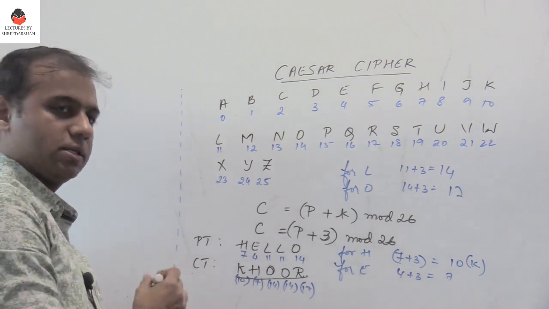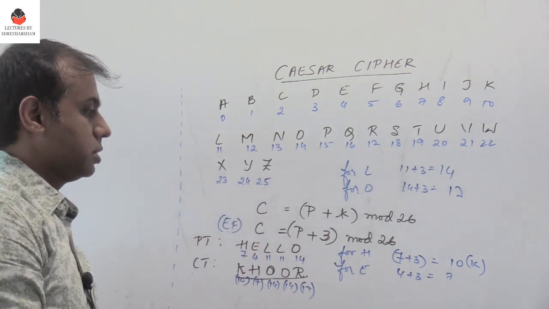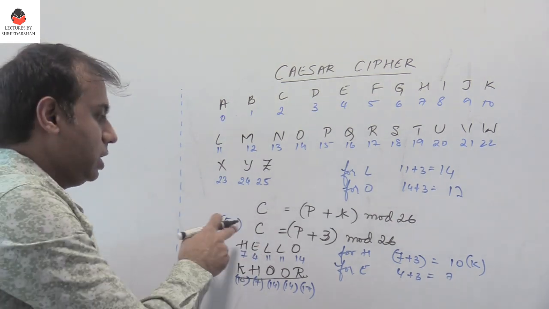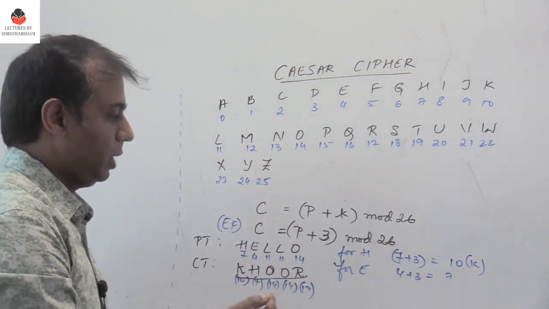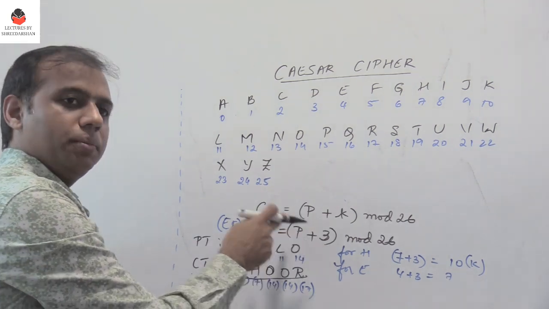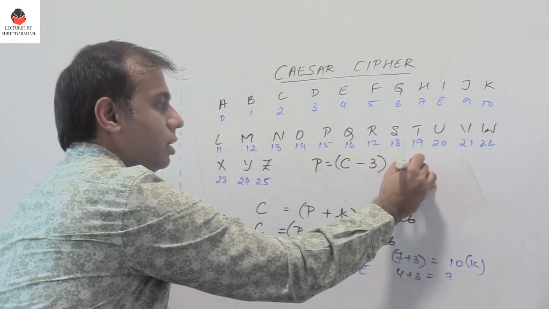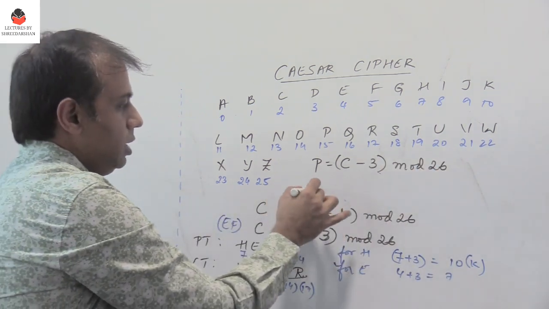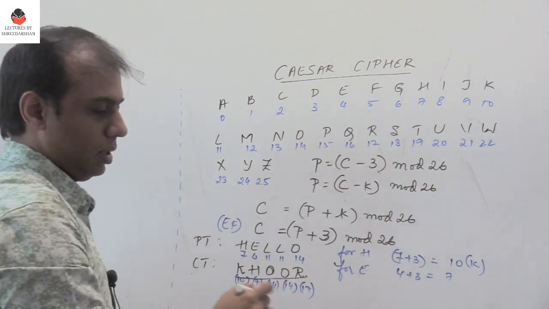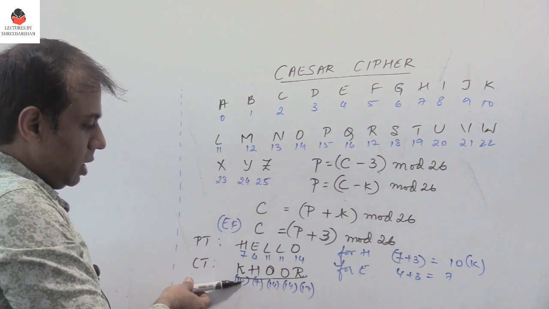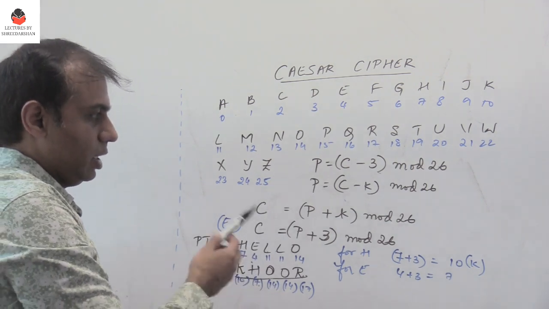Now, given the ciphertext, how do I get back the plain text? So this is the encryption formula. What is the decryption formula? Given the ciphertext, how do I get back the plain text? It's very simple. In order to get back the plain text, I need to subtract 3 from the ciphertext. So the plain text P is C minus 3 operating in mod 26. Or in general, P equals C minus K mod 26. Very simple. If I subtract 3 from 10, I get 7. 7 minus 3, you get 4. 14 minus 3, you get 11, and so on.